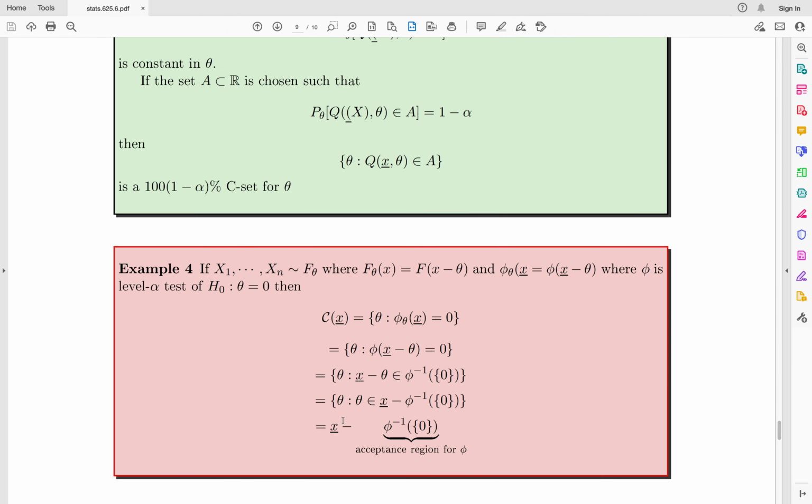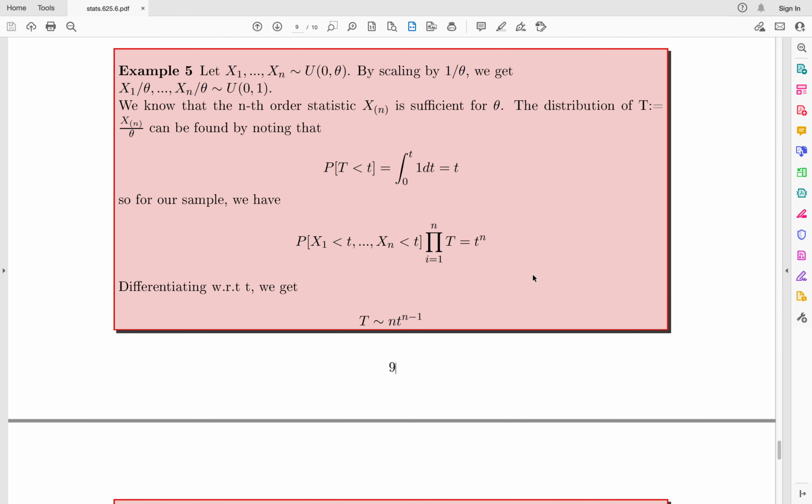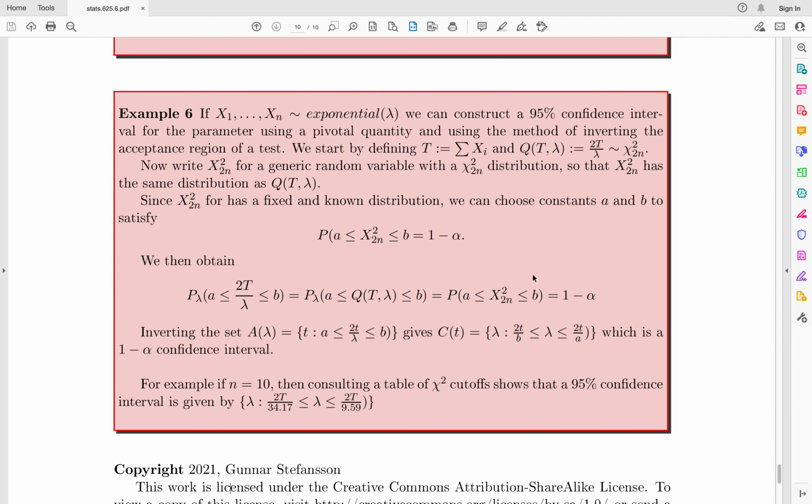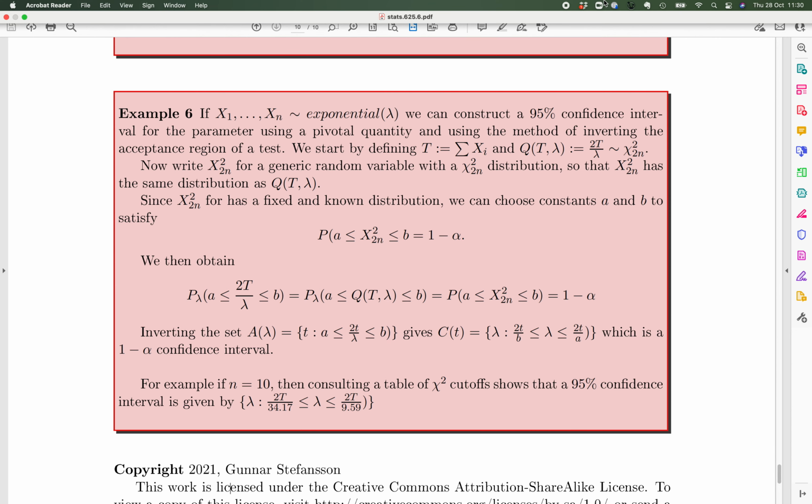This would work if this was the vector of means, for example, and this was a function of the mean, not of the entire data vector. And so on. A few more examples here near the end, so we'll let that be enough for now, and give hopefully some more examples later.